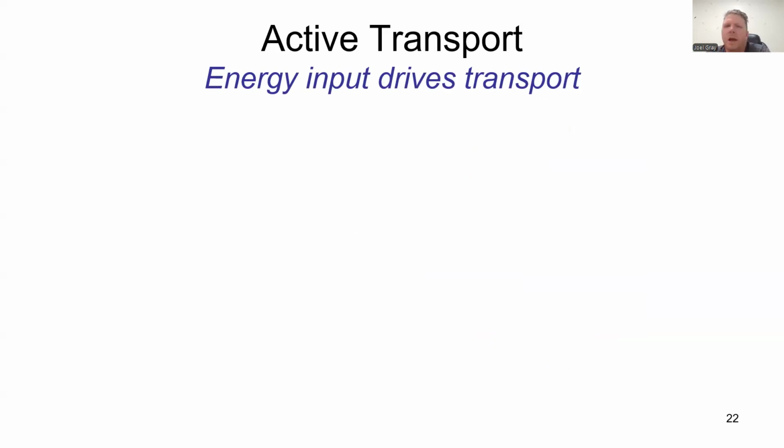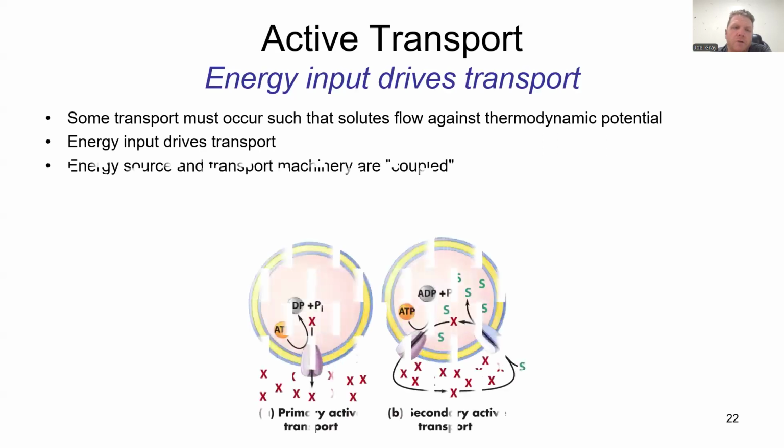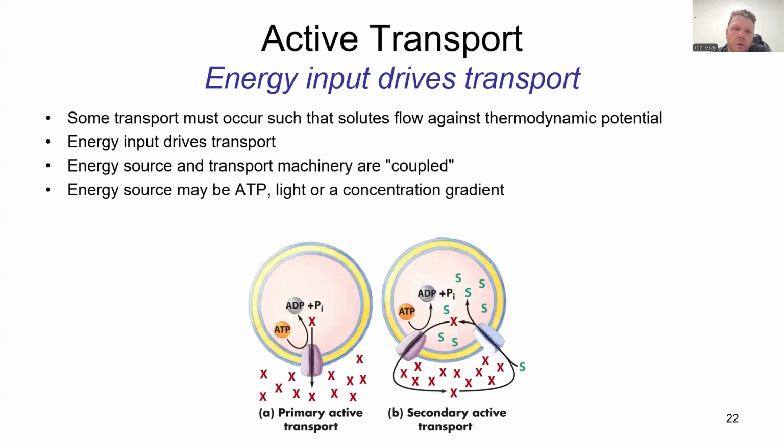There's a little bit more to unpack with active transport. Energy input drives that transport. Okay, cool. That's a good foundation of the phrasing active transport. Some transport must occur such that solutes flow against a thermodynamic potential. Energy input drives transport. Okay, so the energy source and the transport machinery are coupled with one another. The energy source may be ATP, light, or a concentration gradient.